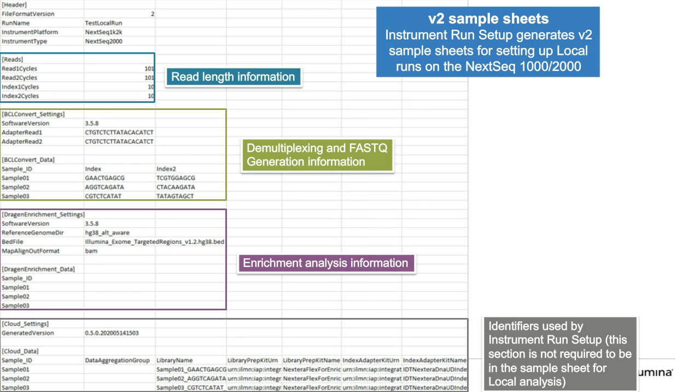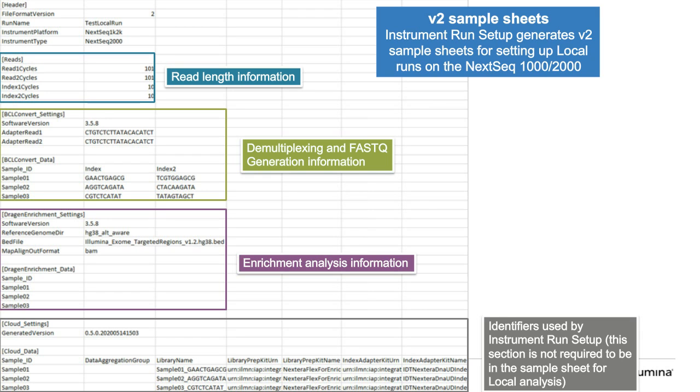So now let's just spend a few more moments on the different sections of the V2 sample sheet. Up at the top in teal, we have the read length information. So this is going to describe the number of cycles that are going to be sequenced for your read 1, your read 2, your index 1, and your index 2 if it's dual index.